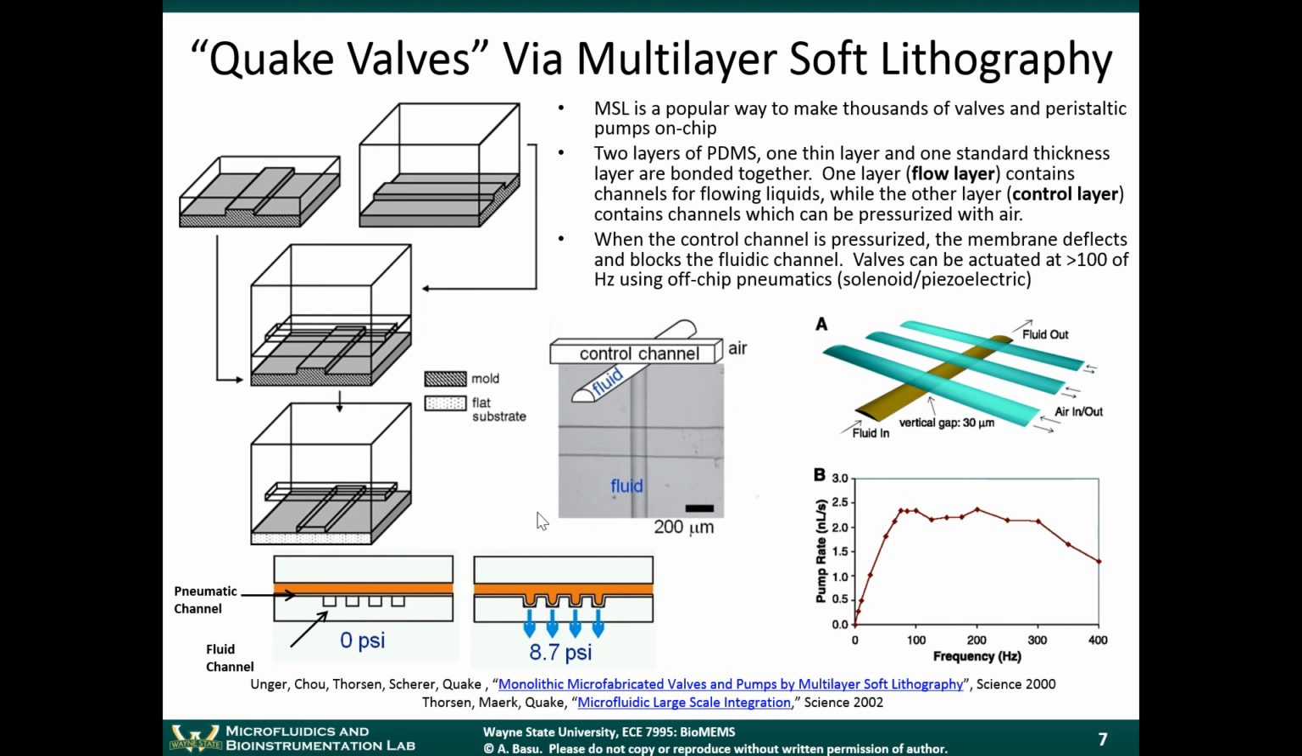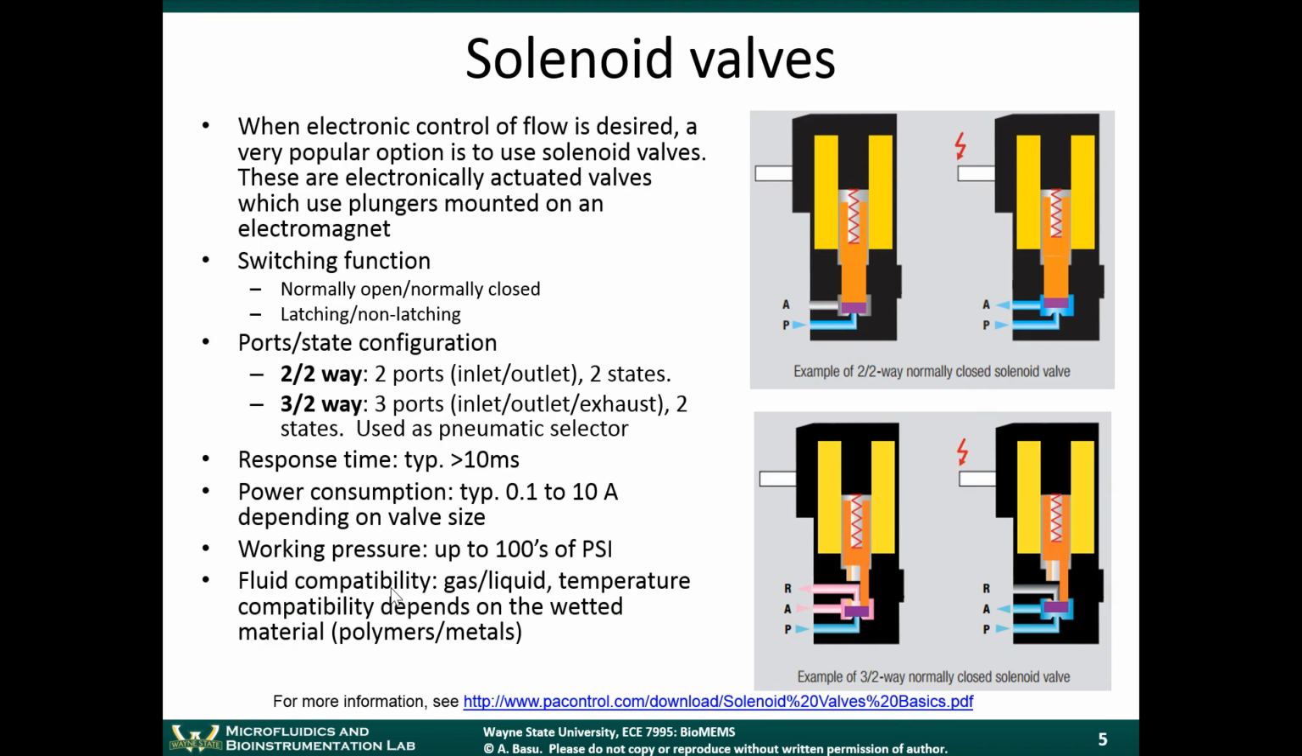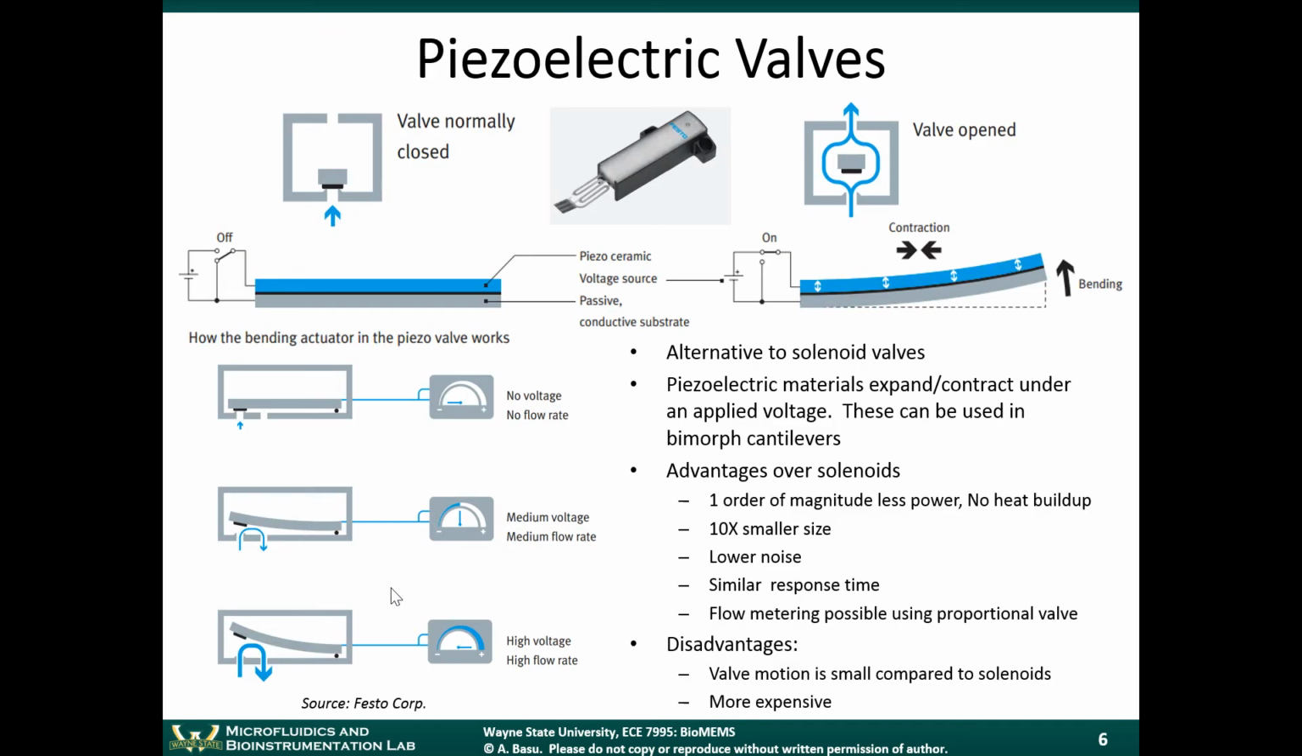The way that the Quake valves work is by displacing. You have a membrane in between two fluid layers. The top layer is the pneumatic layer, so there's a gas pressure, and that gas pressure is provided by solenoid valves that we talked about here. There's external solenoid valves that you can get that are part of your laboratory setup. And those solenoid valves can either supply high pressure or low pressure into your chip.